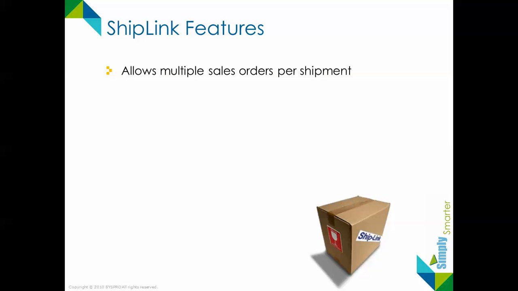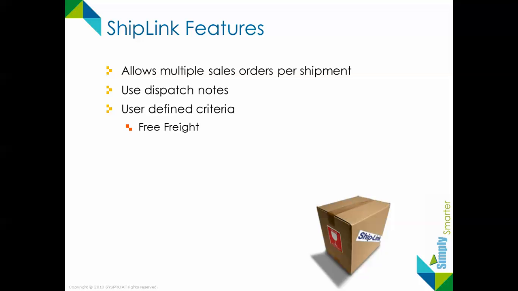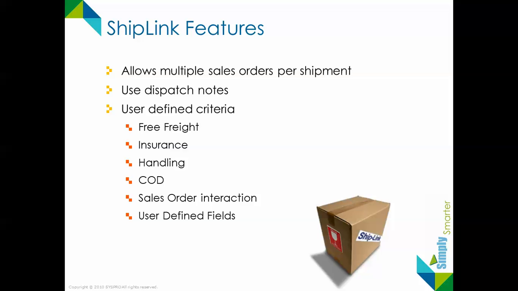It will also allow multiple sales orders in a shipment. It can also use dispatch notes or sales orders. It also allows for some user-defined criteria, which may be for free freight or insurance or handling charges, things like that I may want calculated or being charged or not charged based upon certain scenarios. Same thing on collect on delivery and when we want to handle that. And how I want that sales order to update. If certain cases exist, do not update the sales order status. Leave it where it is. If another case exists, go ahead and run the invoice or change it to a status 8 ready to invoice. Also will accommodate some user-defined fields if we need to track some extra information.